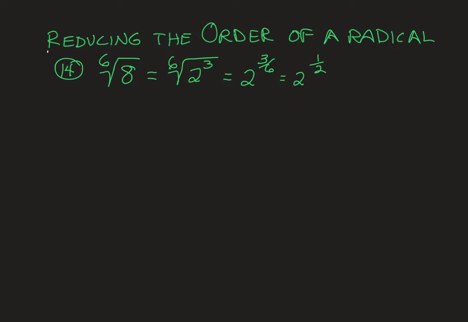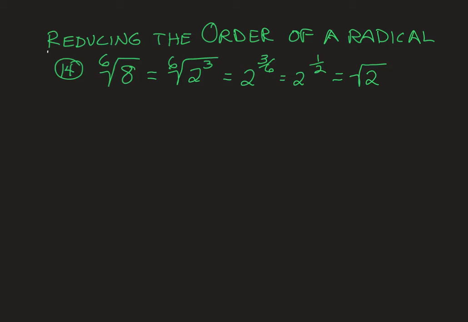Now if we express it back in radical form, 2 to the 1/2 is the same thing as the square root of 2. And you've seen that before. You've seen that a lot. You've worked with it a lot when you were working with special triangles. That's the hypotenuse of a very special triangle. But we're not doing geometry right now.